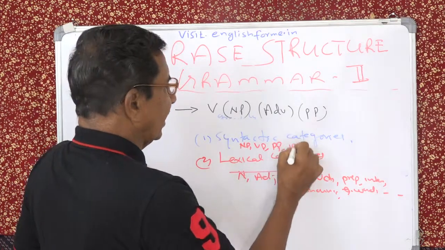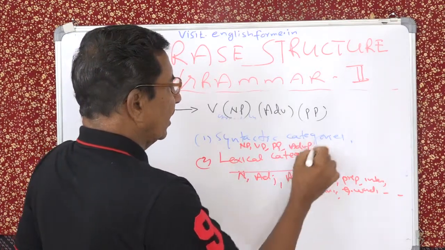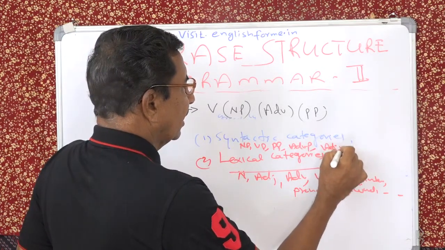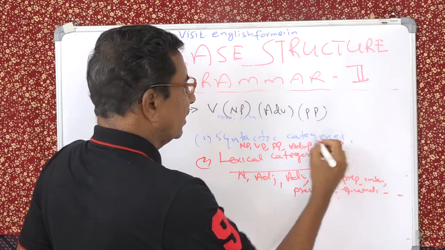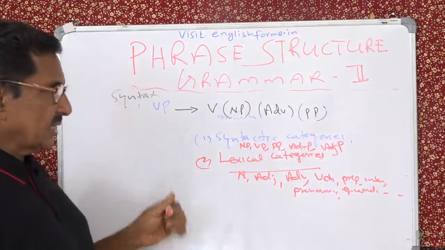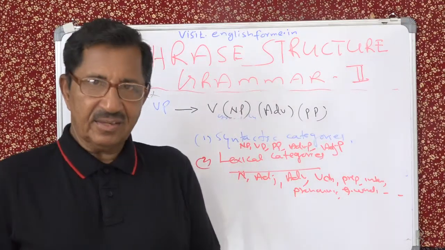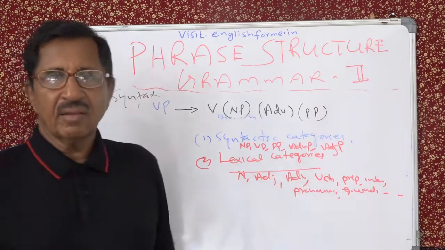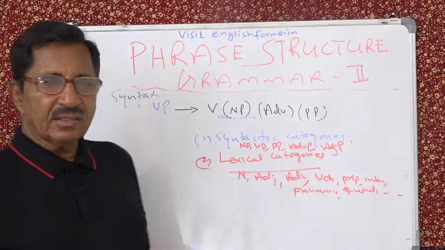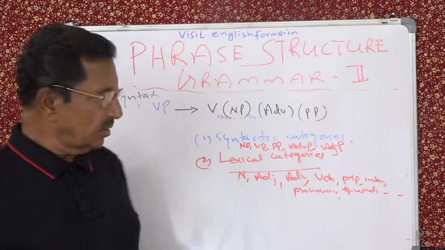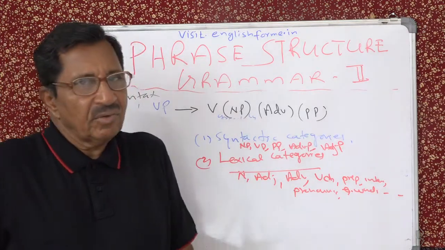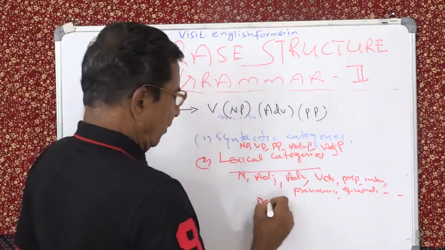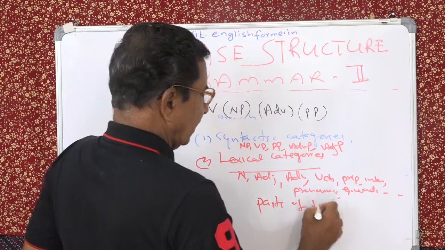NP, VP, PP, ADVP, ADJP, what are they? Syntactic categories. Understand? If you get a short note on what you mean by syntactic category, this is it: the phrases, this series of phrases. If you are asked what lexical category means: words, parts of speech, you can say. Parts of speech.